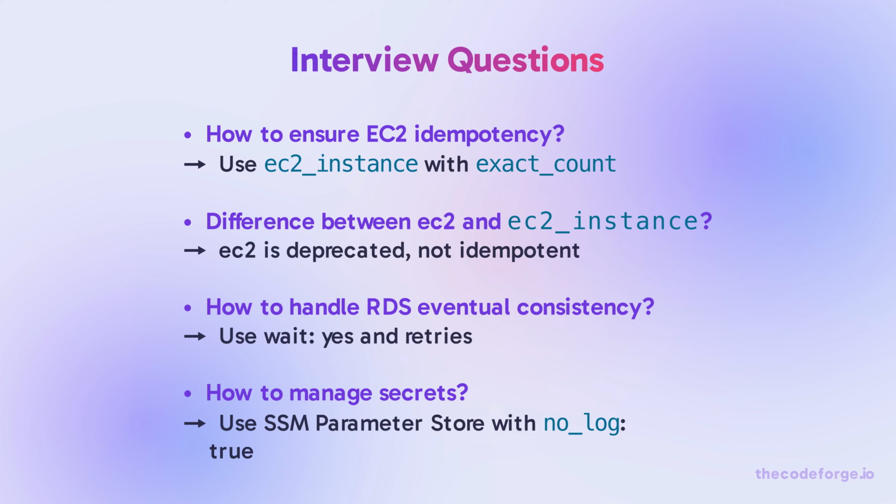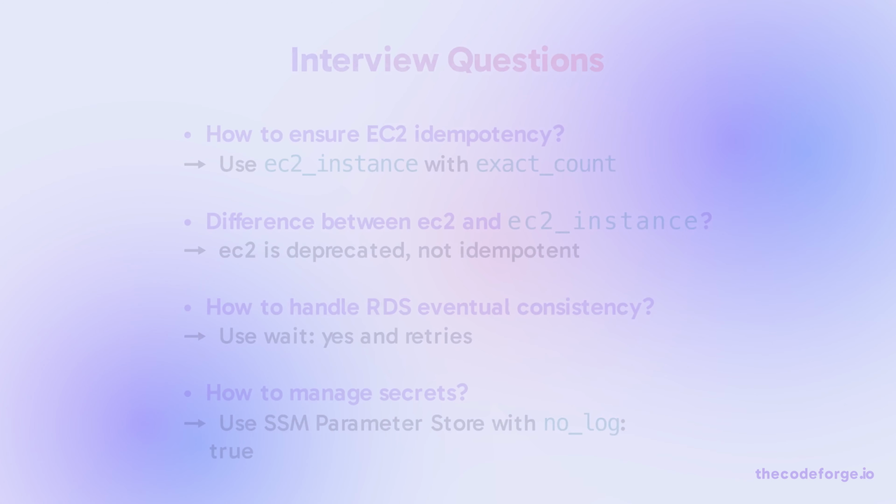How to ensure Elastic Compute Cloud idempotency? Use EC2 instance with exact count. Difference between Elastic Compute Cloud and EC2 instance? Elastic Compute Cloud is deprecated, not idempotent. How to handle Relational Database Service eventual consistency? Use wait: yes and retries. How to manage secrets? Use Systems Manager Parameter Store with no_log: true. Best practice for dynamic inventory? Use the aws_ec2 plugin with cache.